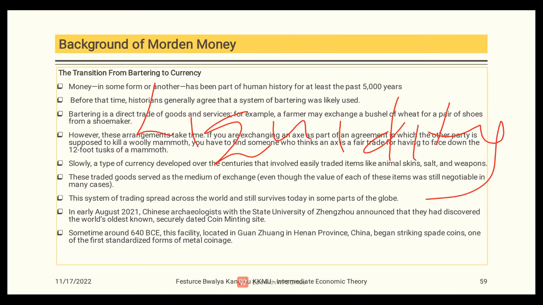So you can find that some things are very difficult to convert into cash. They can take your time. You can't just easily convert some things into cash. But other things, okay, let me give an example.